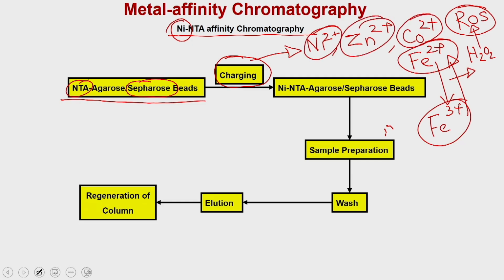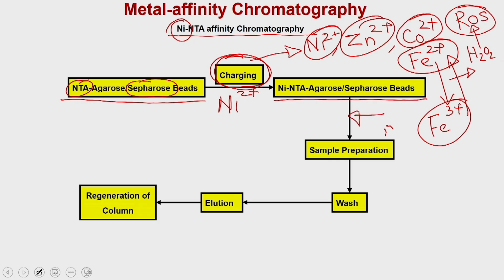So, to avoid this, you have the flexibility of using nickel, zinc or cobalt, but not iron. So, the first step is that you buy the column, which is present as NTA agarose or sepharose beads. Then you do the charging. You can use any of these transition metal salts. Suppose we have done it with nickel, then you are going to get the nickel NTA agarose or sepharose beads. Then you are going to apply the sample.